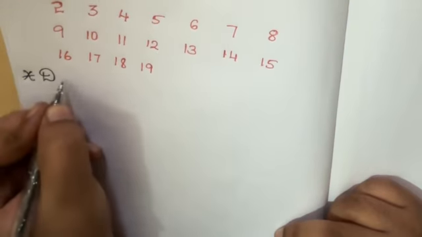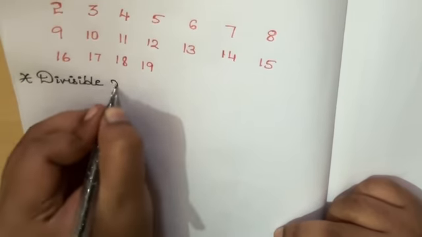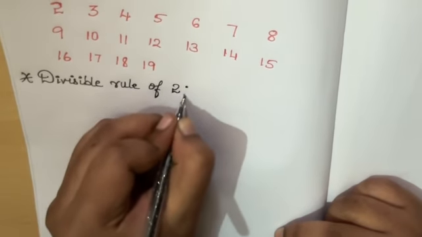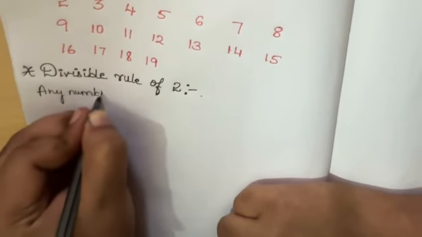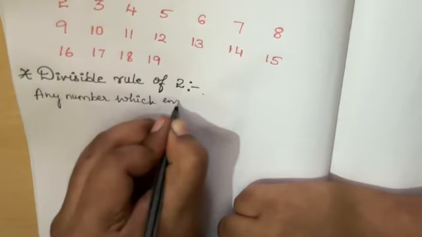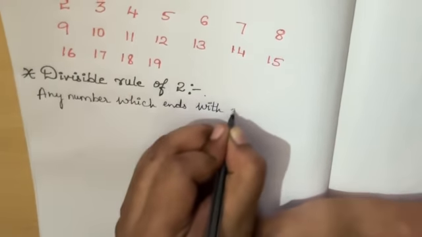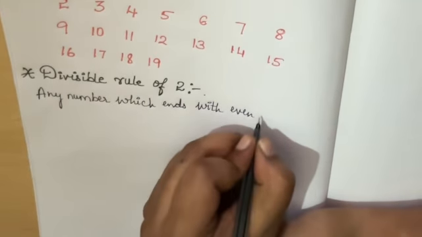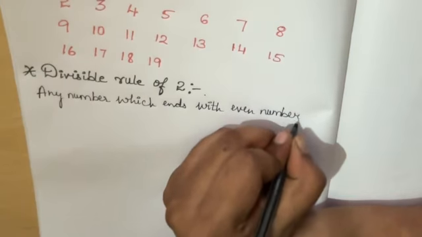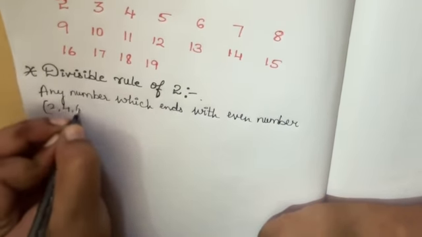Let us start with the divisibility rule for 2. All these divisibility rules help with easy as well as faster calculation in any competitive exam. What is the divisibility rule for 2? Any number which ends with an even number or 0.